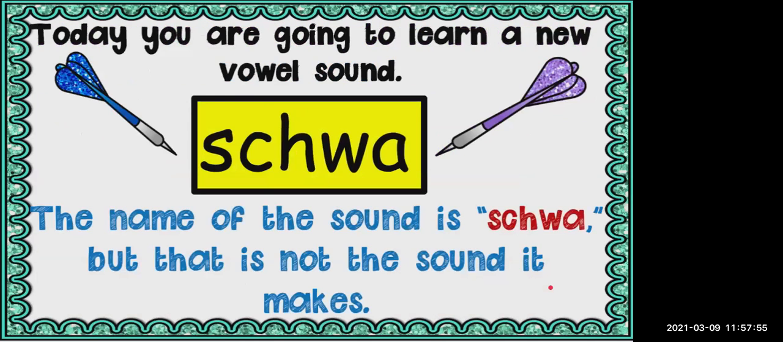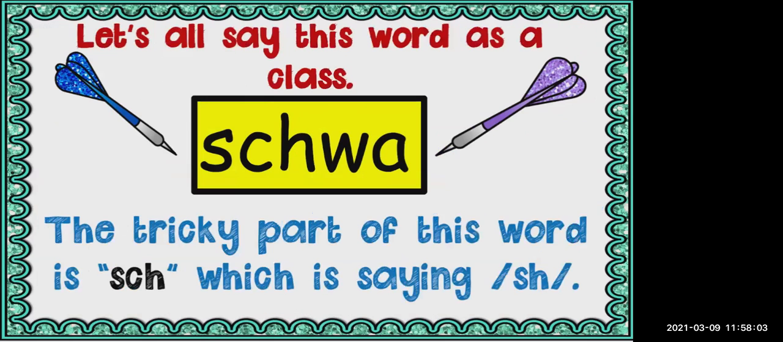So today we're going to learn a new vowel sound. It's called the schwa sound, but that is not the sound that it makes. That's just the name of it, okay? So let's all say this word together. Ready? Schwa, schwa. The tricky part of that word is the SCH because it just sounds like SH.